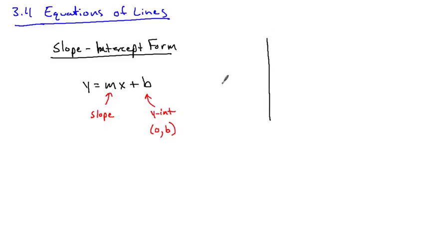So slope-intercept form. So here's our little graph. We're going to draw a line with a positive slope right there, and we are going to label the things on this picture that have to do with slope-intercept form. So right here is our y-intercept. That is the point 0, comma, b. This value on the y-axis right here would be b.